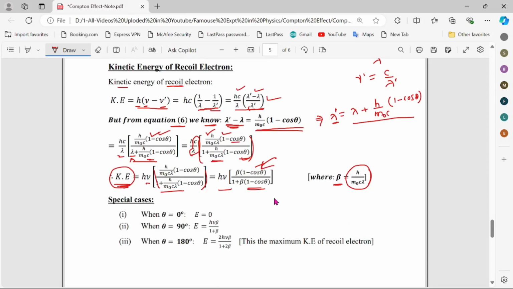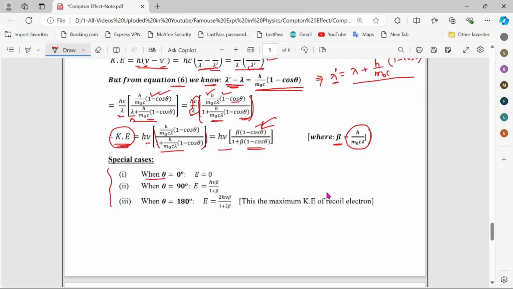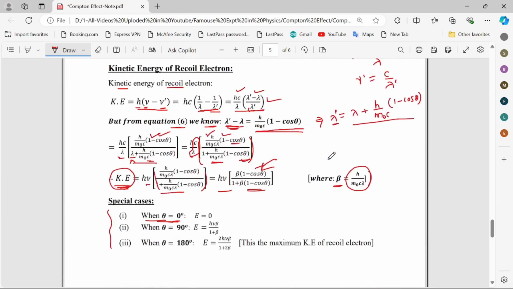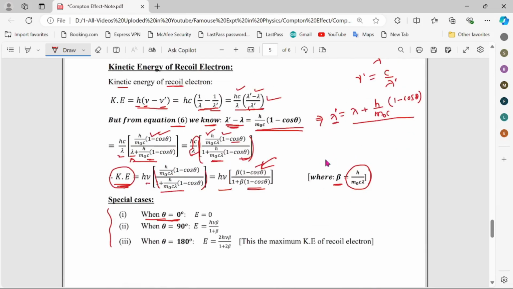Now we are going to go for three special cases. First, when the scattering angle is 0 degrees, that means the photon is scattered at 0 degrees, then what will be this kinetic energy? Here you have to write kinetic energy K.E. The kinetic energy will be 0. How? If we put θ equal to 0 here, cos 0 will be 1, so this term will be 0, so the kinetic energy will be 0. So there is no recoil of the electron for θ equal to 0 degrees.